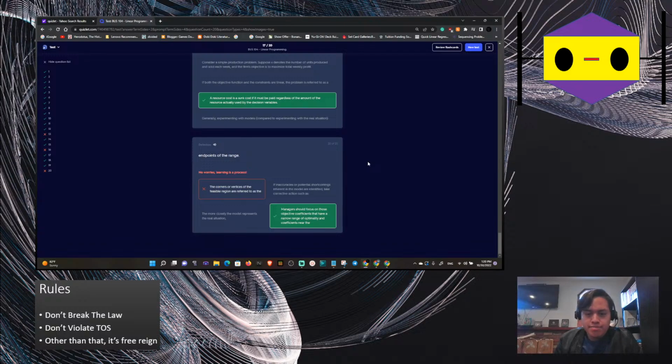The endpoints of the range. Managers should focus on those objective coefficients that have a narrow range of optimality and coefficients near the endpoints of the range. New test.